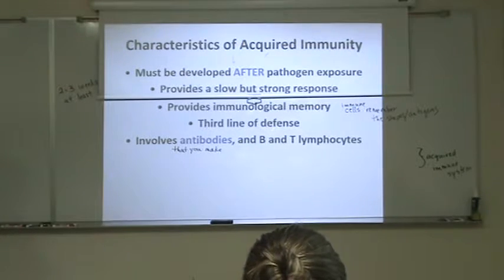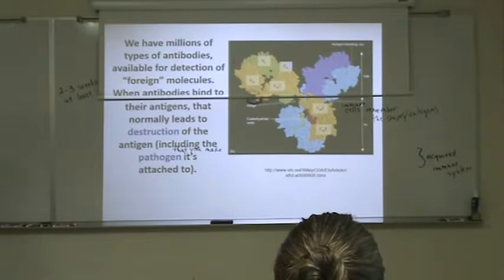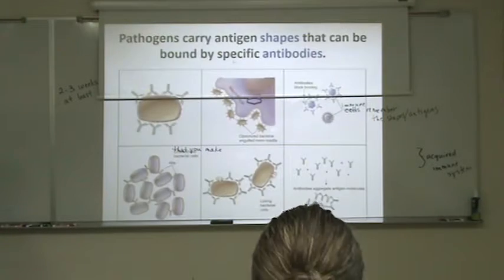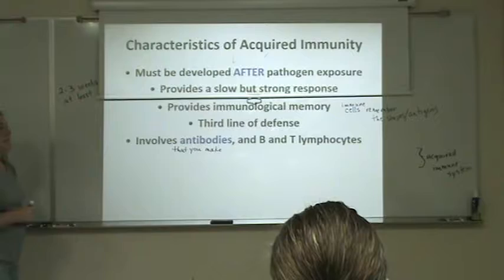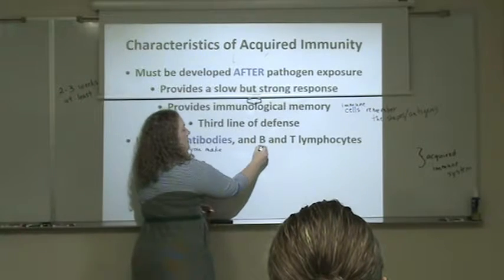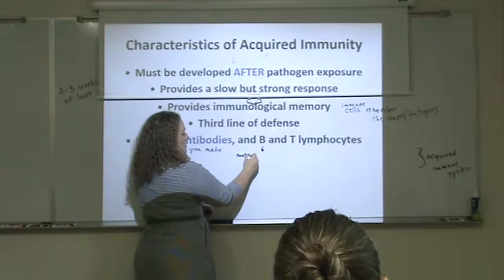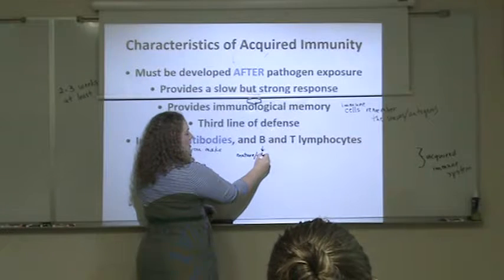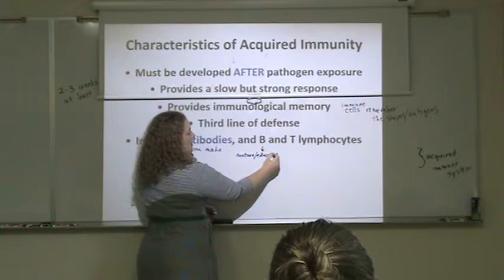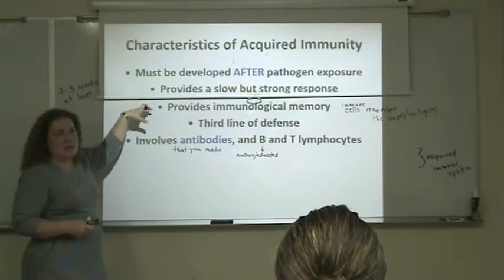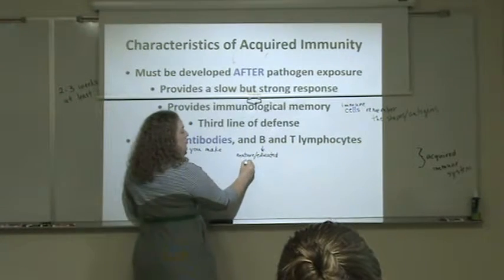I don't think I have a separate slide about B and T lymphocytes. I want to say a few things about them. B lymphocytes mature, or are educated in a way to know what's us, what's not us, in the bone marrow.